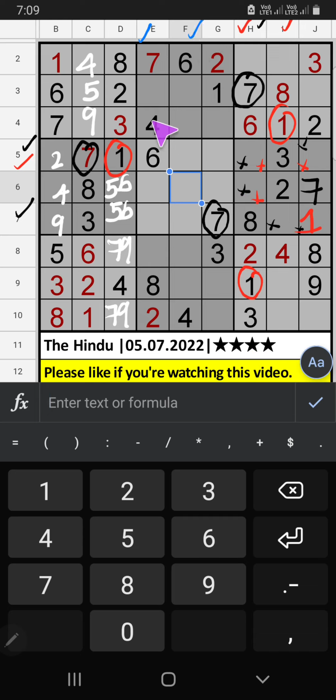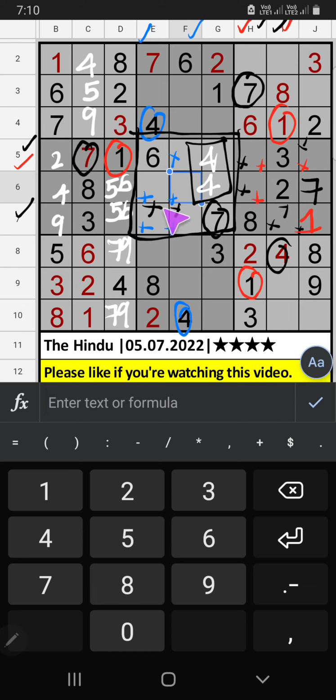Column E, column F we have 4. So 4 can't come in these cells. 4 will come in one of the two cells, we will confirm later. Column I and 5th grid, we have 4. So 4 can't come in these cells, then 4 is confirmed here.